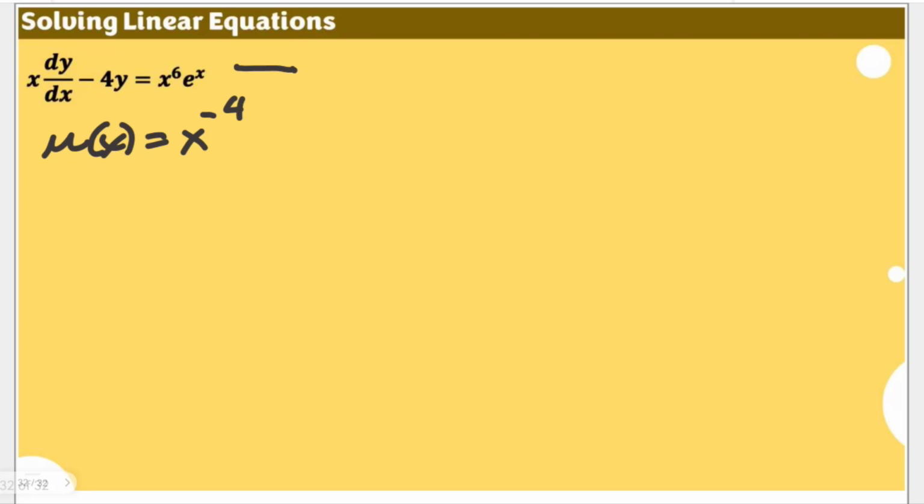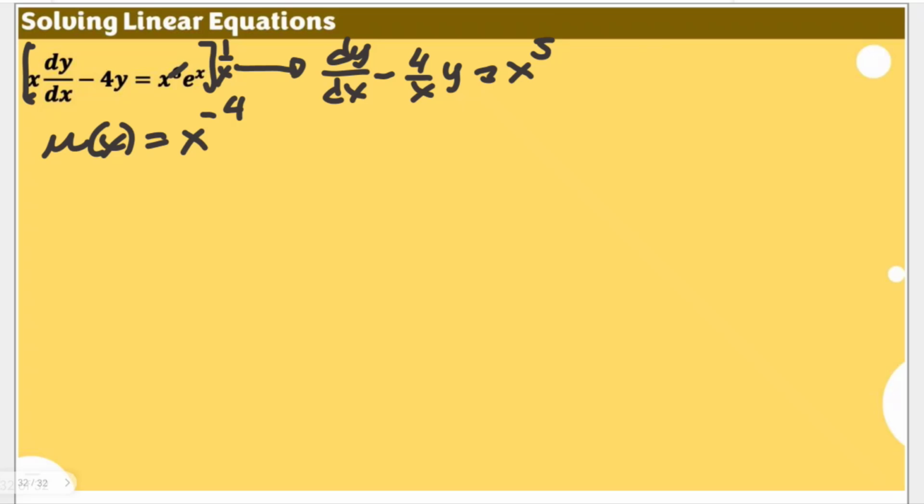Actually, we started with the idea of coming up with the standard form. We multiply both sides by 1 over x because there is an x here. So you have dy over dx minus 4 over x y is equal to x to the power of 5, because you're going to cancel one of the x's here, times e to the power of x. We repeated this process because this is very important. This is our f of x: x to the power of 5, e to the power of x.